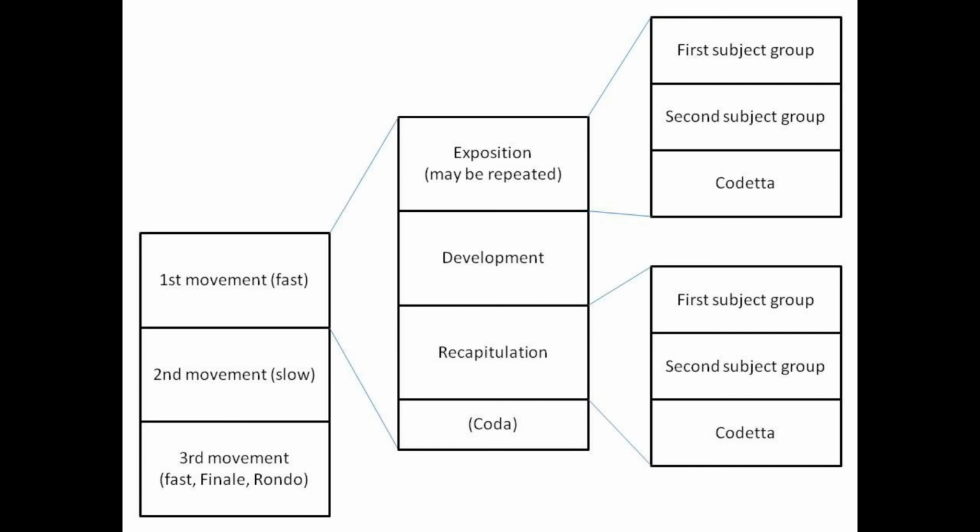The major difference between exposition and recapitulation is that the second group of the exposition is also in a contrasting key, for instance G major when the sonata is in C major, whereas the second group of the recapitulation has the same key as the whole work. That would be C major in our case.